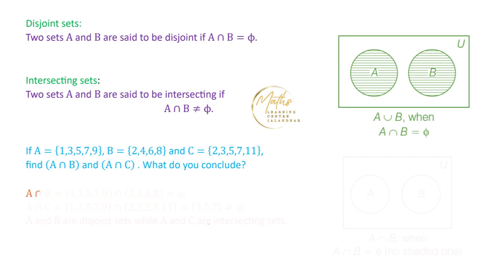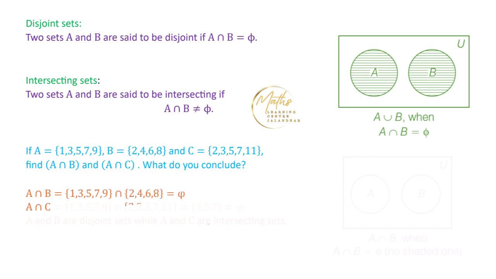When we calculate A intersection B, there is no common element between A and B. 1 is not present in B, 3 is not present in B, 5 is not present in B, 7 is not present in B, and 9 is not present in B. So what we obtain is that A intersection B is equal to the empty set.